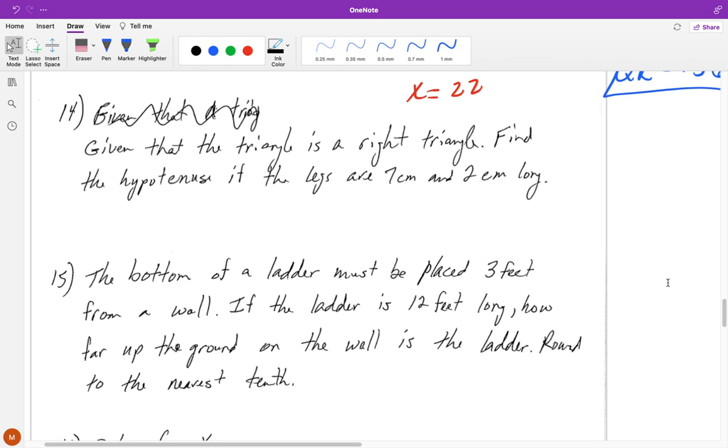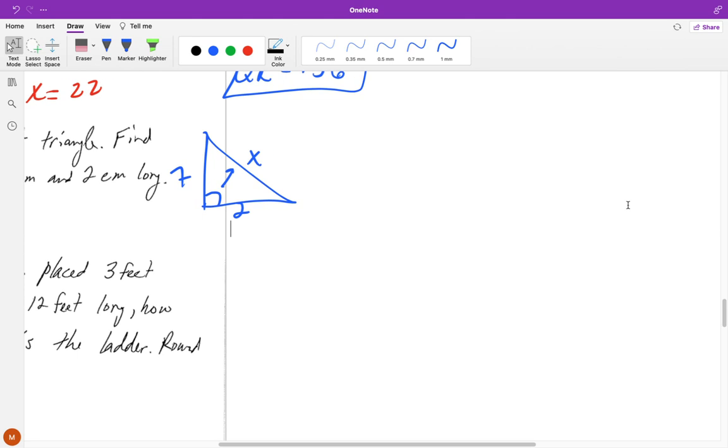All right, given that the triangle is a right triangle, I'm just going to sketch this triangle, put a right angle there, and find the hypotenuse, so that is this one, across from 90 degrees, if the two legs are 7 and 2 centimeters long. So now, since I have a right triangle, I know we're going to use the Pythagorean theorem, so c squared is equal to a squared plus b squared.